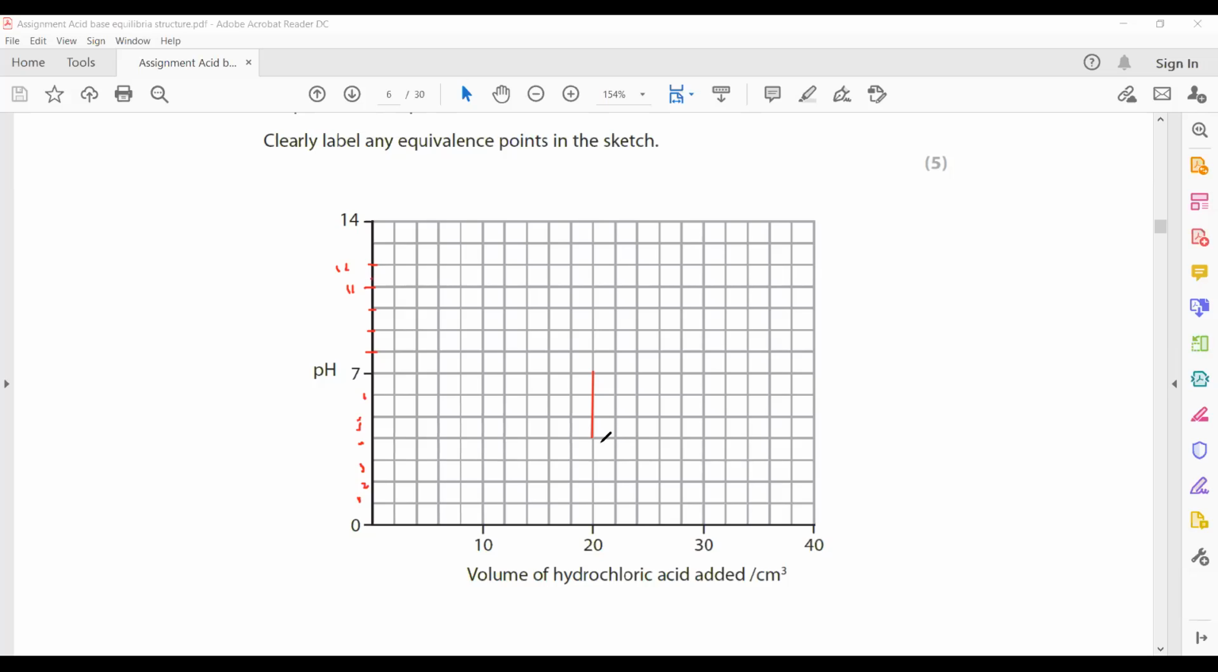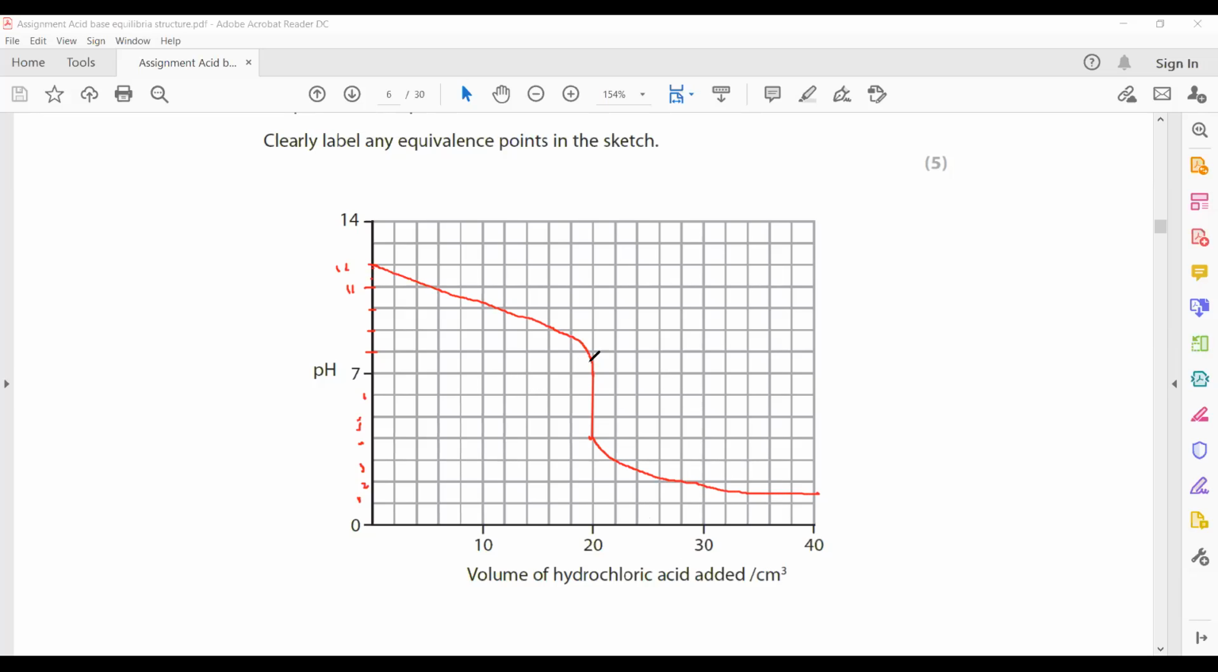We identify the vertical part and we add an acid. So it will continue until the pH is about 1 or 2. And we will complete it like this. So we'll get the answer.